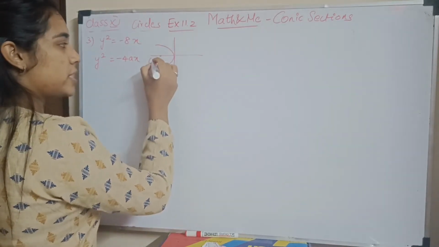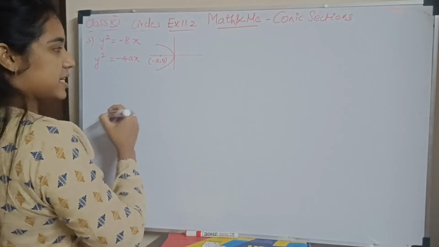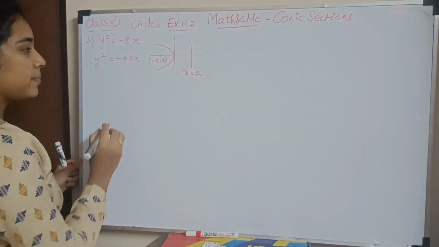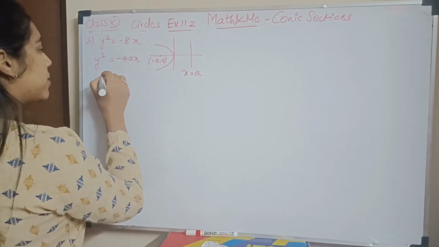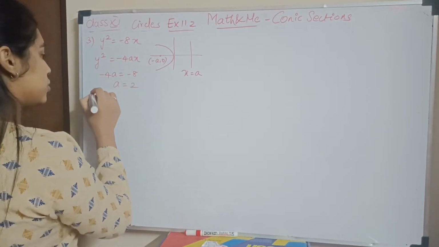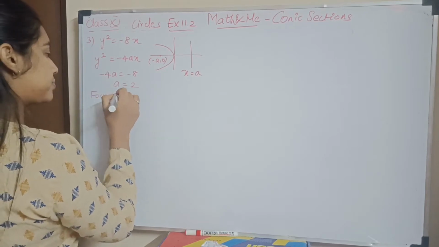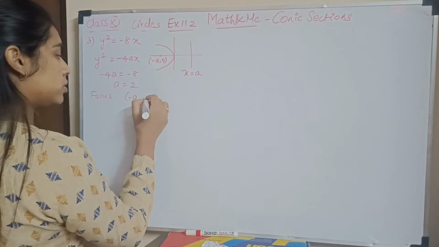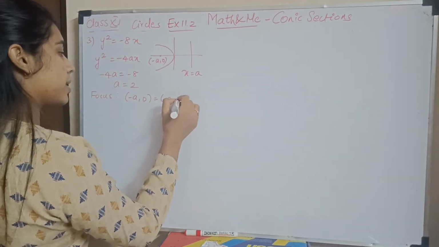What is your focus point? Minus a comma 0. And what is your equation to the directrix? X is equal to a. Okay. Always write this. Now when comparing, minus 4a equals minus 8, a equals 2. So what is my focus? My focus is minus a comma 0, which is minus 2 comma 0.